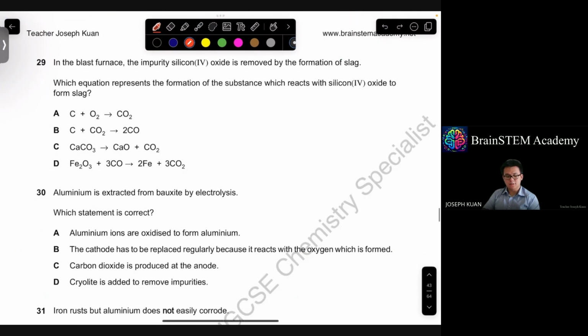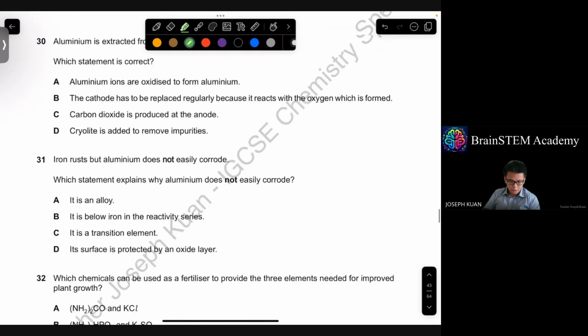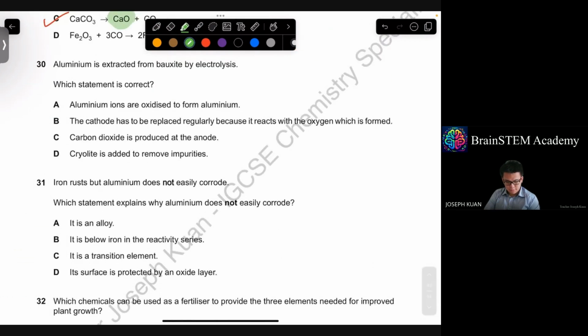29. In a blast furnace, the impurity silicon dioxide is removed by the formation of slag. Which equation represents the formation of the substance when it reacts with silicon dioxide to form slag? It's calcium oxide formation. Calcium oxide reacts with silicon dioxide to form slag. So C is the answer. 30. Aluminium is extracted from bauxite by electrolysis. Which statement is correct?